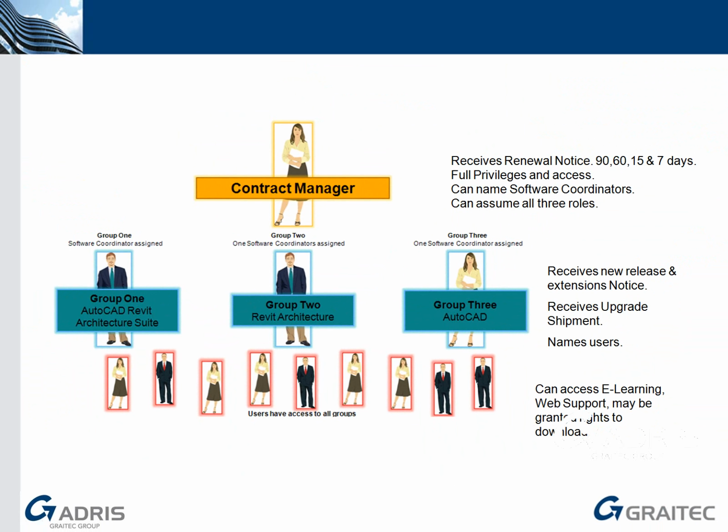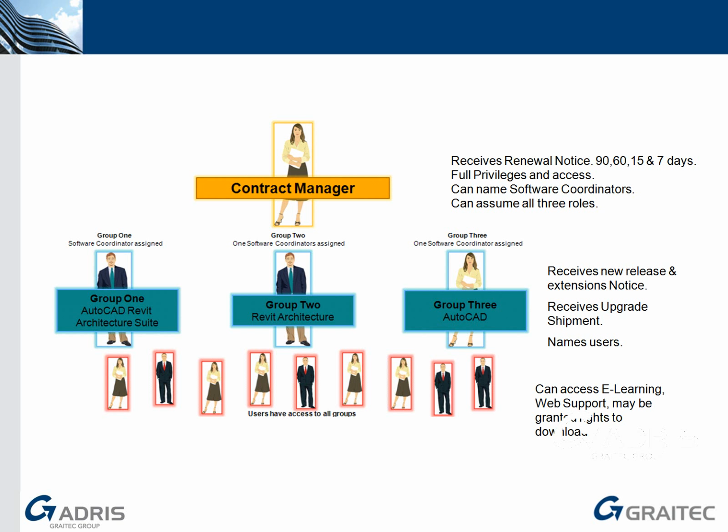hierarchy organized? So at the top of the tree we have what's called a contract manager. Typically this would be the person who would deal with the contractual aspect of subscription. This person would be receiving renewal notices, typically on 90, 60, 15 and then 7 days prior notice. This person would typically have full privileges and access to the whole system. They can, in addition, name what are called software coordinators.